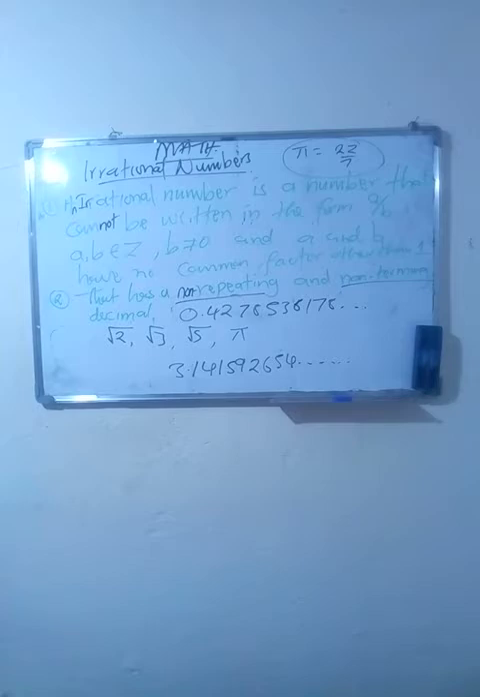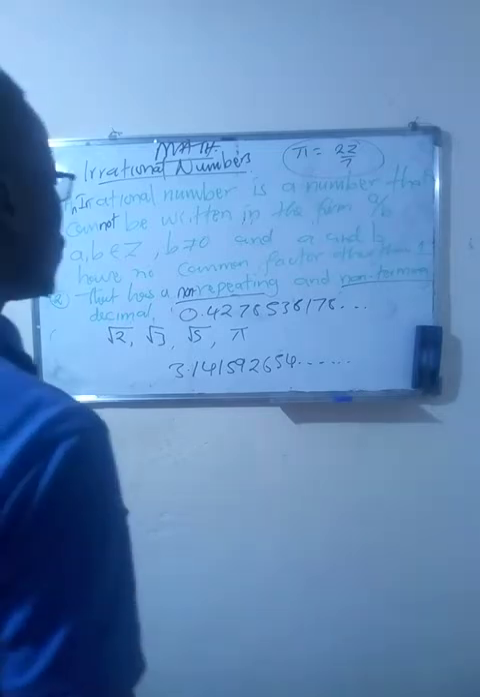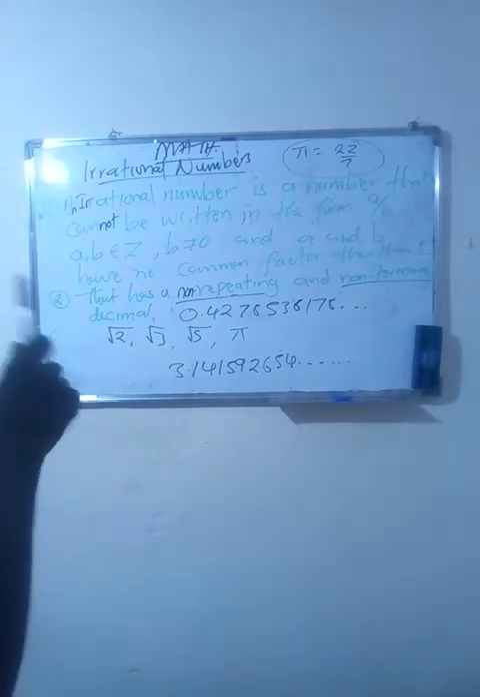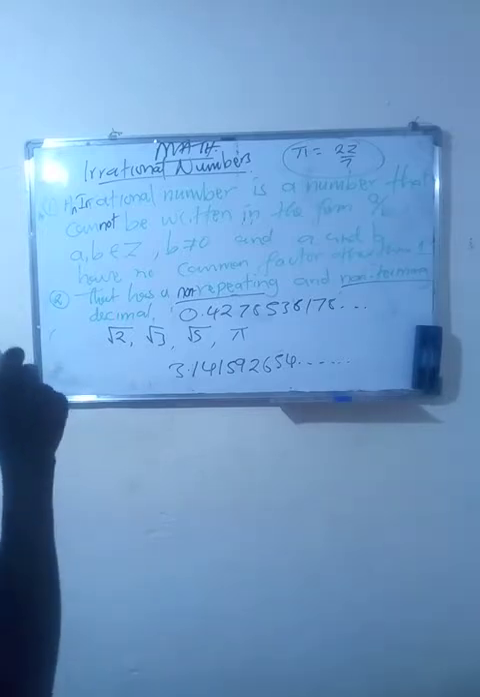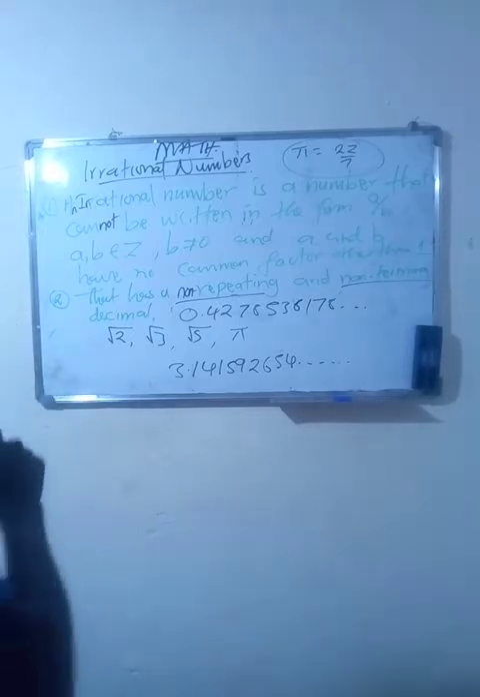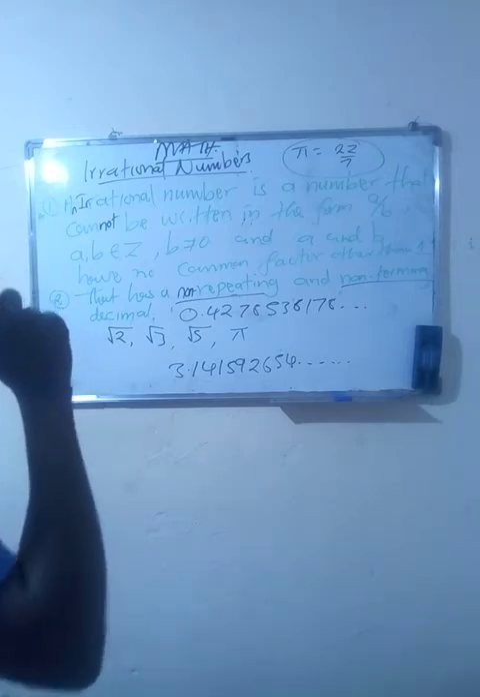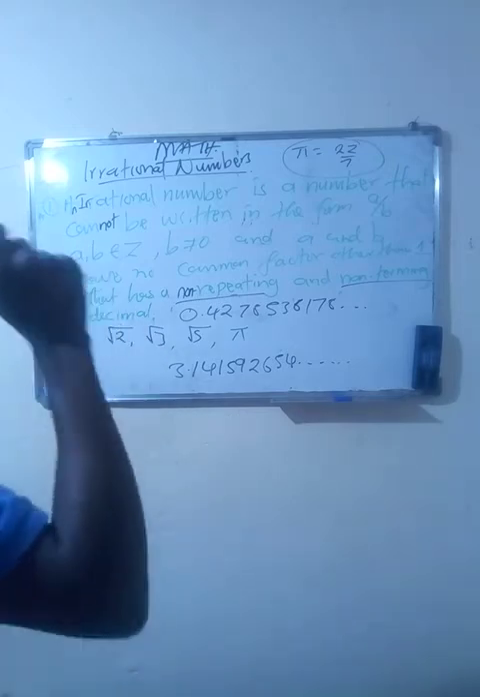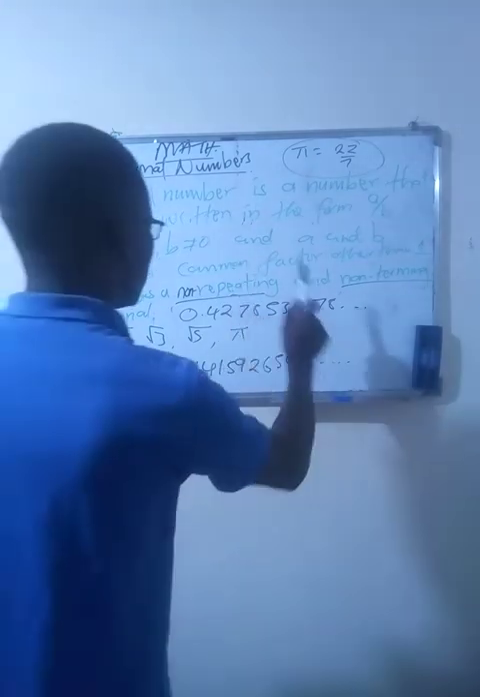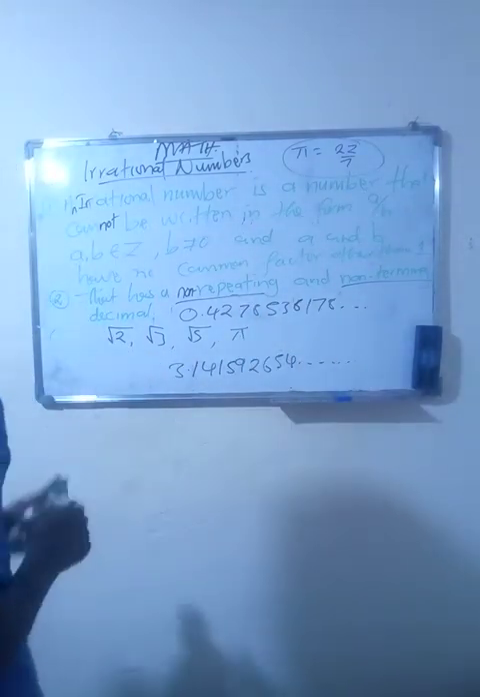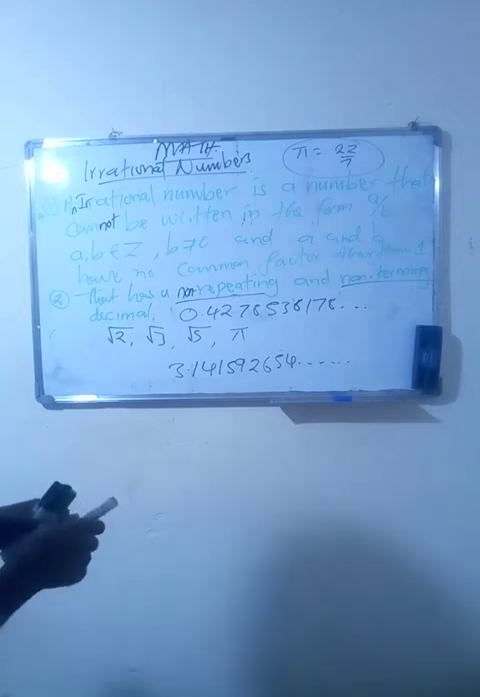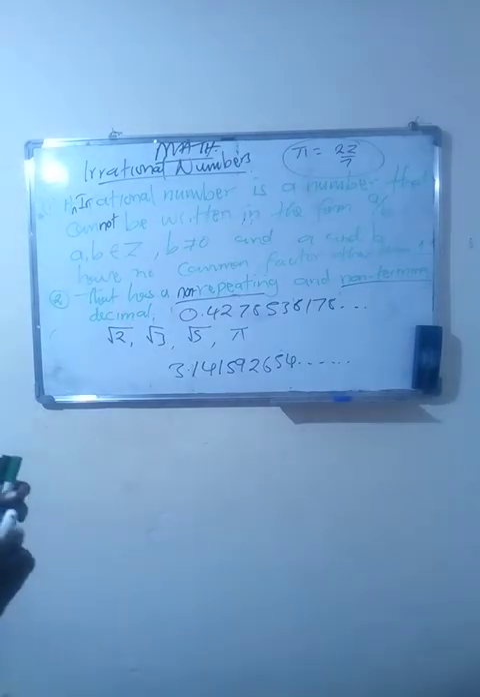So an irrational number is a number that cannot be written in the form a over b, where a and b are integers, b is not equal to 0, and a and b have no common factor other than 1. Then the second definition is that an irrational number is a number that has a non-repeating and non-terminating decimal. Right. So that's what we have on definitions.